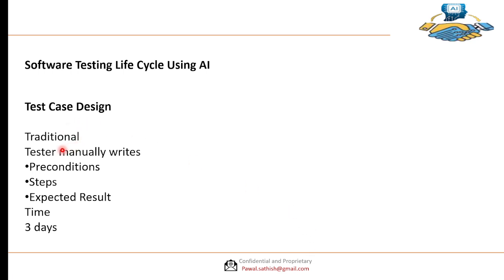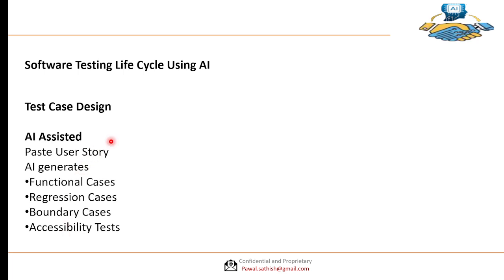Here also we can use AI. We can use Cursor, ChatGPT, or Copilot, and as I mentioned in earlier videos, we need to give the correct prompt. If you have not seen my earlier videos, please visit them to see how we can do test case design using AI. If we are not using AI, in the traditional approach the tester manually writes the precondition, steps, expected result, and actual result, which is time consuming. It takes more time.